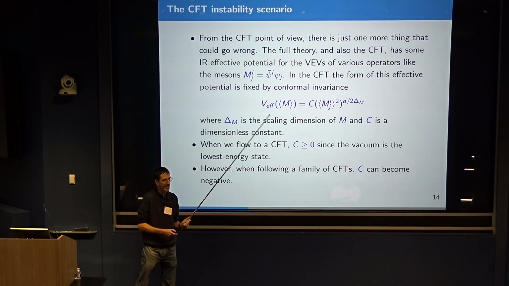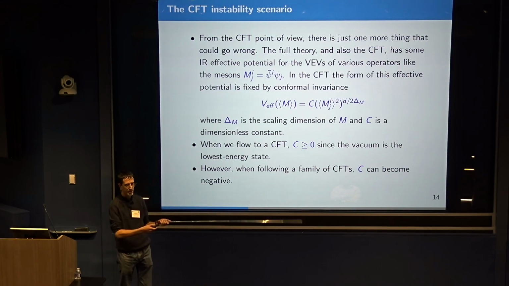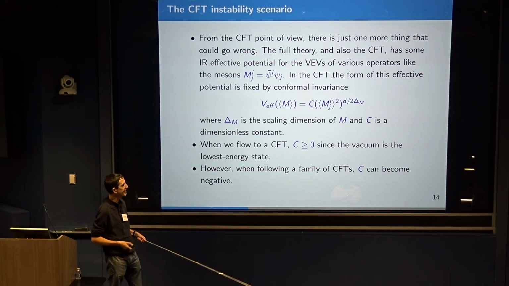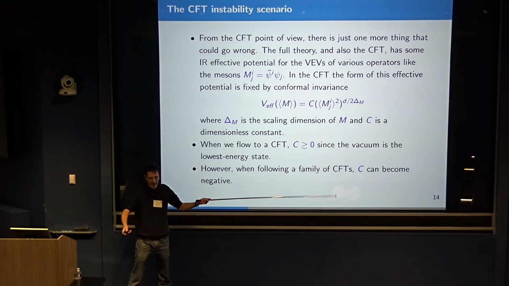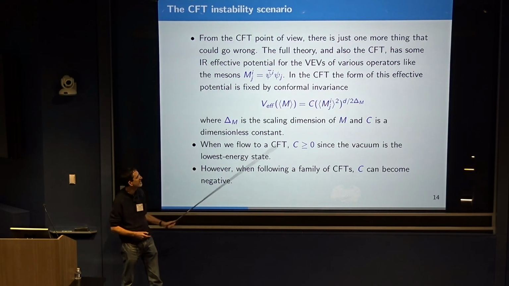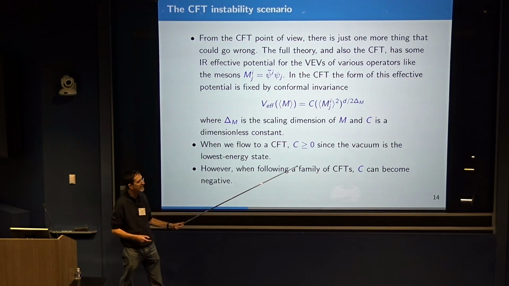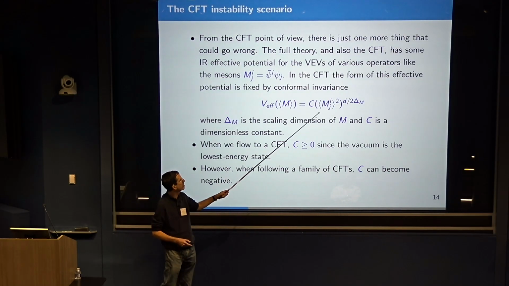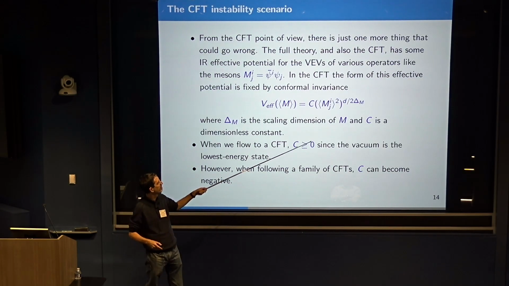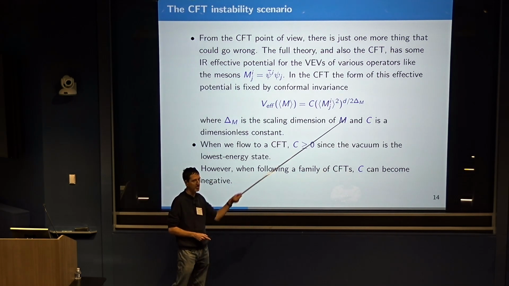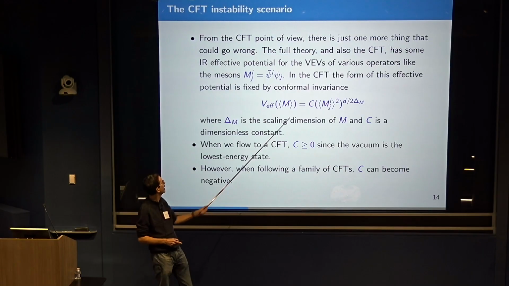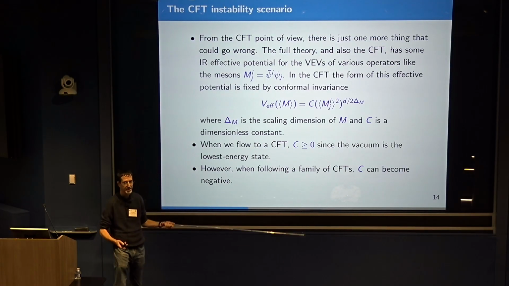Now we can compute this effective potential in the full QCD theory, but we can also compute it just in the fixed point that we flow to. And at the fixed point, the form of this effective potential is actually almost fixed by conformal invariance. So if the meson operator has some dimension delta m, then the global symmetries and conformal invariance tell us that the effective potential for this parameter has to be proportional to the meson vev raised to some specific power times an arbitrary dimensionless constant c.